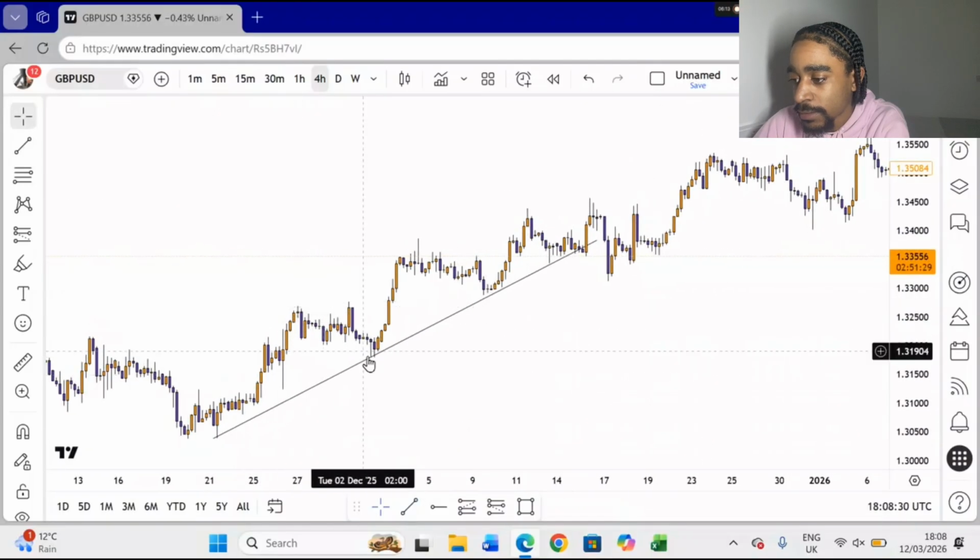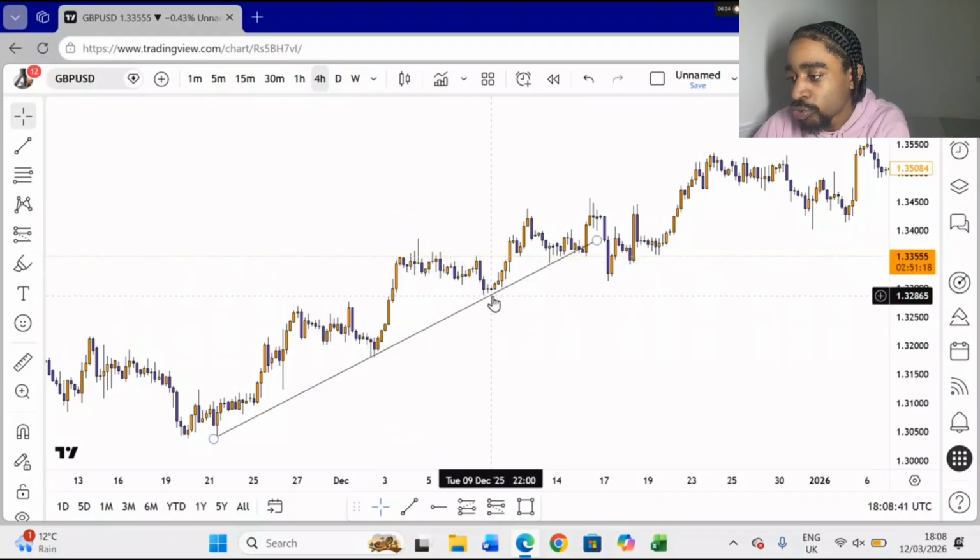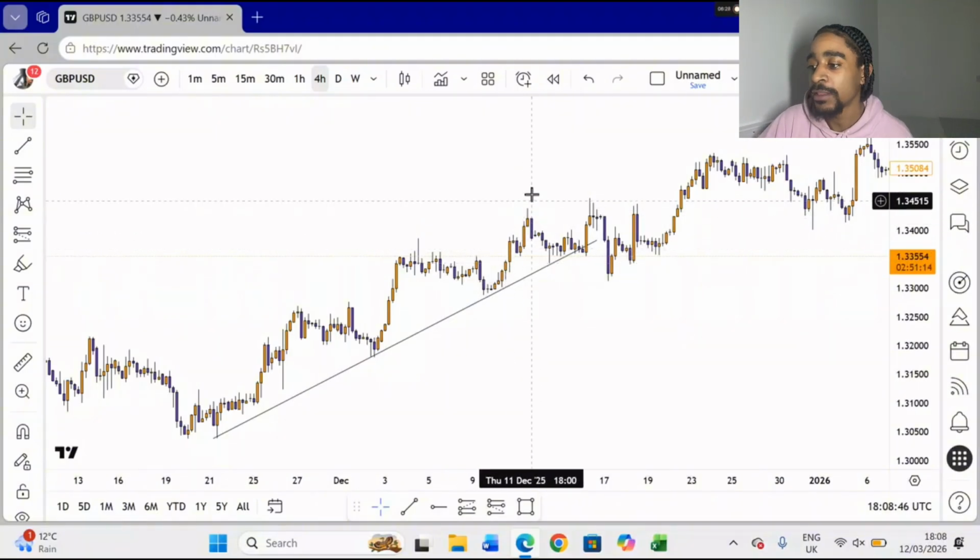Higher high, consolidate. We come down to touch the trend line on Tuesday, and then blast off Tuesday, Wednesday, closing out Thursday, Friday, consolidating, touching again on the Tuesday, Wednesday to push it out again higher on Wednesday and Thursday.